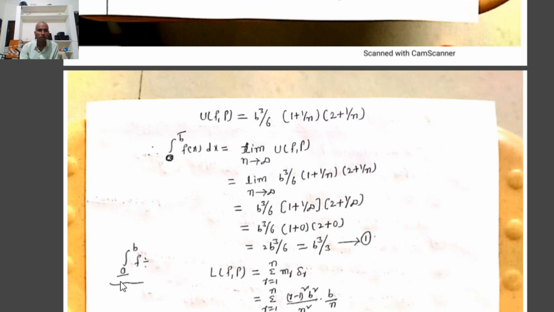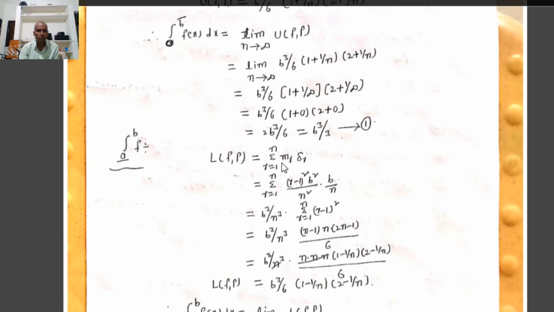Similarly, we have to find the lower Riemann integration, the lower integral from 0 to b of f(x) dx, for which we have to find the lower Riemann sum. Therefore, by definition of lower Riemann sum, L(P) equals the summation r equal to 1 to n of small m_r delta r, where small m_r is the infimum of f(x) on I_r, which equals (r minus 1) whole squared b squared by n squared, and delta r equals b by n.